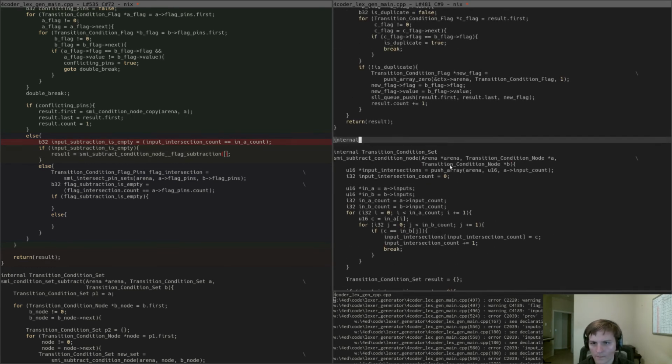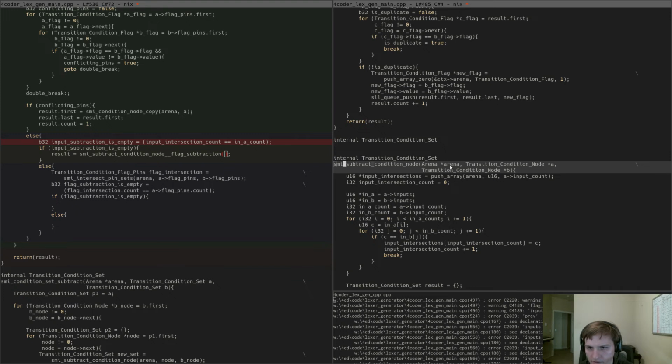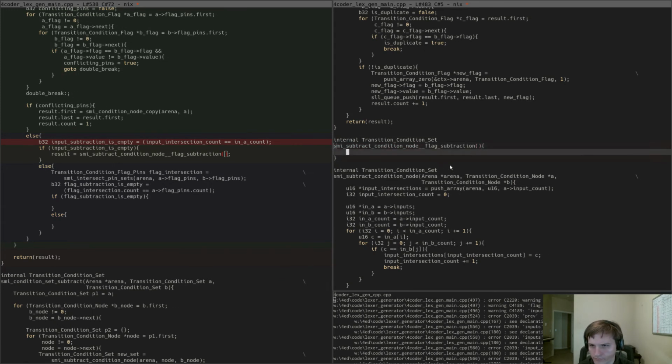So that's gonna have to go up here because it's getting too hot in the middle of that procedure. So that's definitely going to need an arena, and it's going to need to know the input that it's giving to everything, as well as the input count. And then it's going to need the two flag sets.